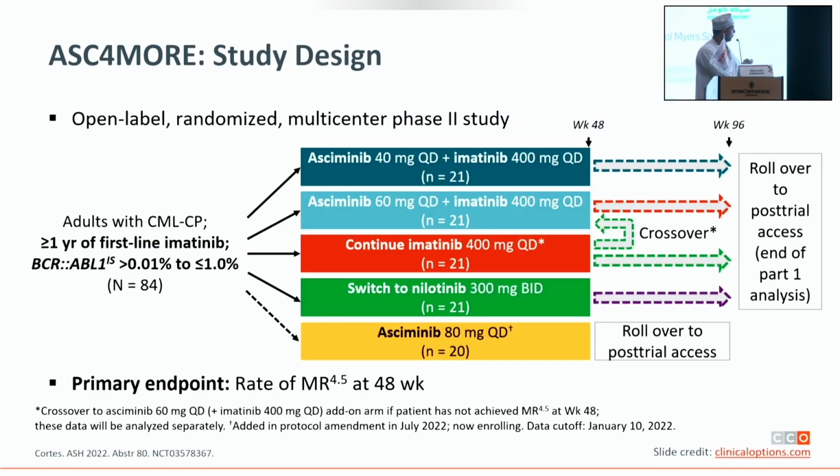Those patients who had at least 1 year of first-line imatinib had a BCR-ABL on the international scale between 0.01 and 1%. And they had four arms, actually, where imatinib was later stopped: asciminib 40 milligram combined with imatinib, so they add asciminib 40 milligram; here in the second group they add 60 milligram of asciminib to imatinib; switch to nilotinib; or increase the dose to 80 milligram asciminib.